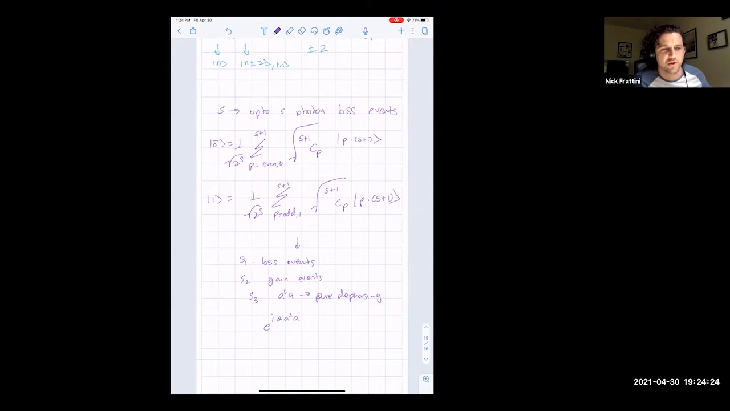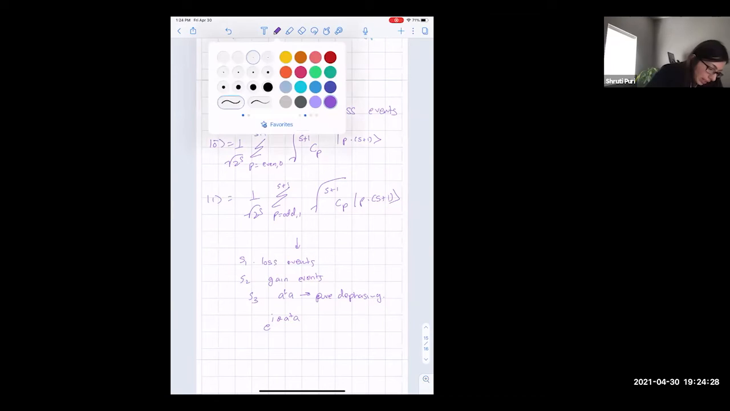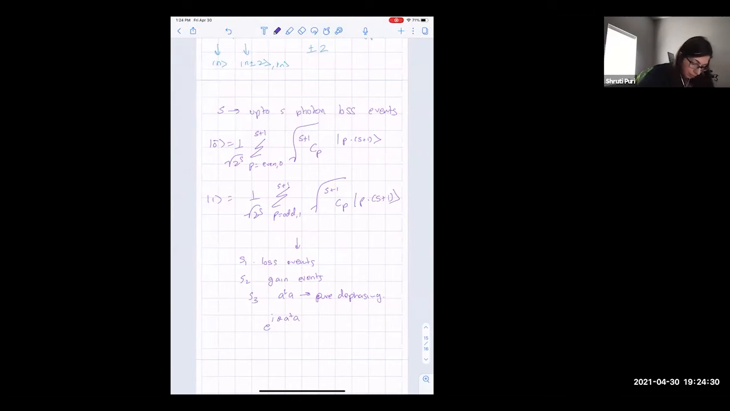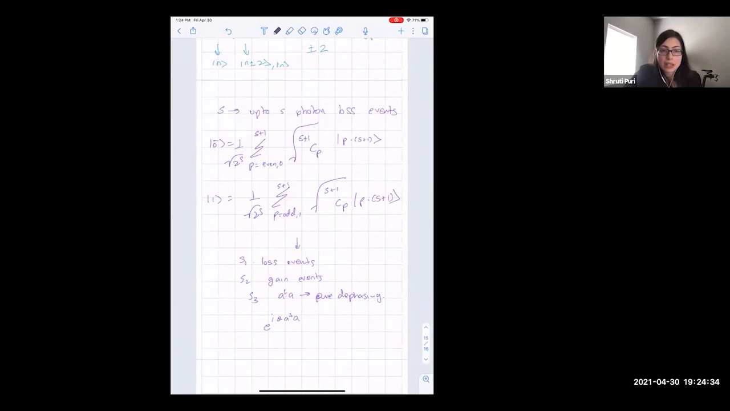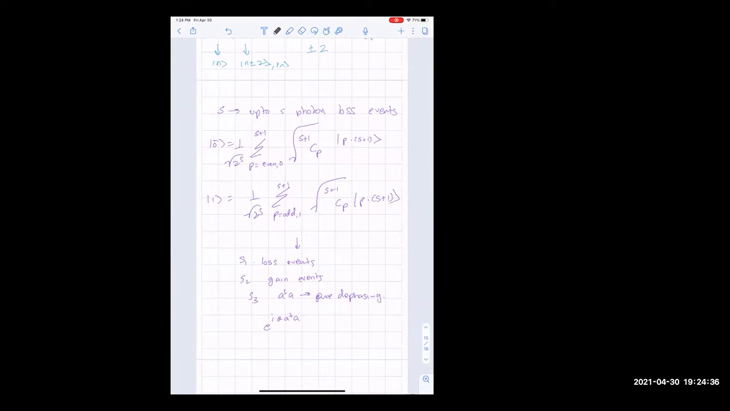Shruti, quickly, do you mind changing your color from blue for a particular audience member? Sorry, yes. Do you want me to rewrite anything? I'll use black. Black's good, thank you.